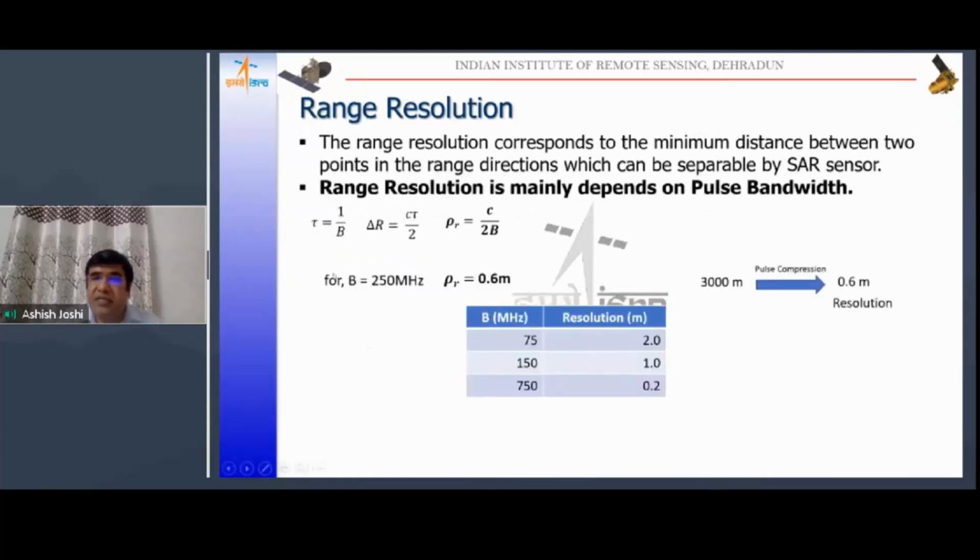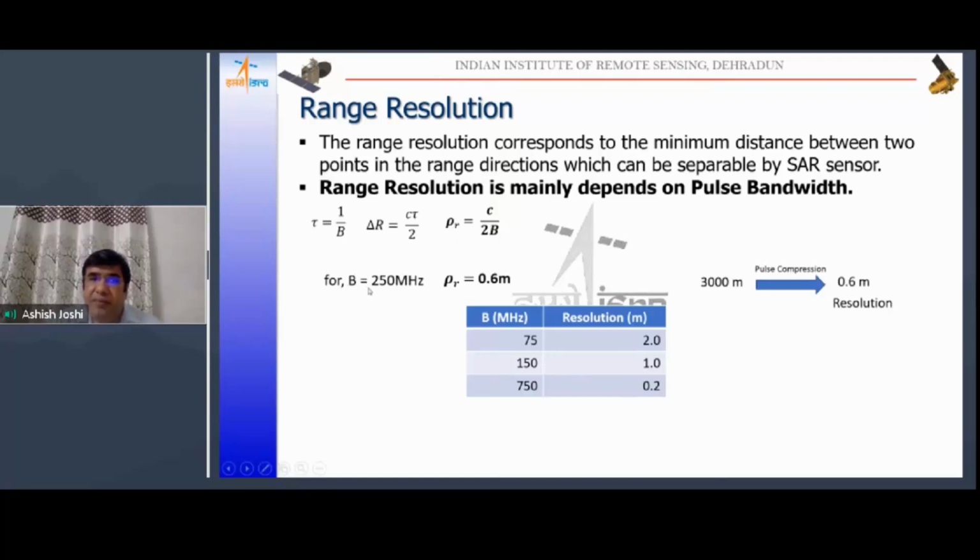So how much is the resolution we are getting? From the formula c tau by 2, the LFM is not dependent on the pulse width, and the formula of tau is equal to 1 by B. So we will just put this tau as 1 by B. Now the range resolution is given by the bandwidth, meaning the larger the bandwidth, the smaller this value.